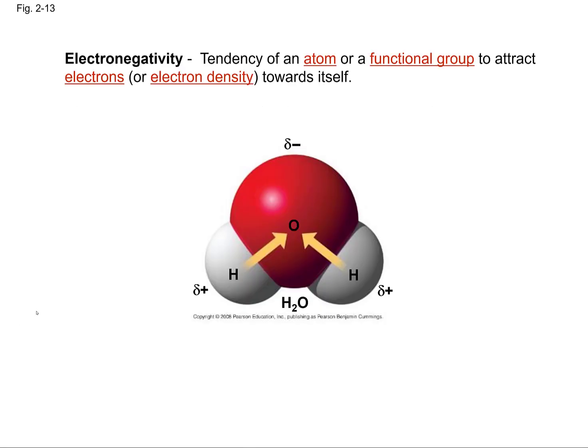Electronegativity is a tendency of an atom or functional group to attract electrons. So the hydrogens are bonding at roughly 104 degrees off of the oxygen here, as you can see. And it sort of groups that electron cloud. Oxygen is electronegatively larger than the hydrogens, and so it leaves this little bald spot.